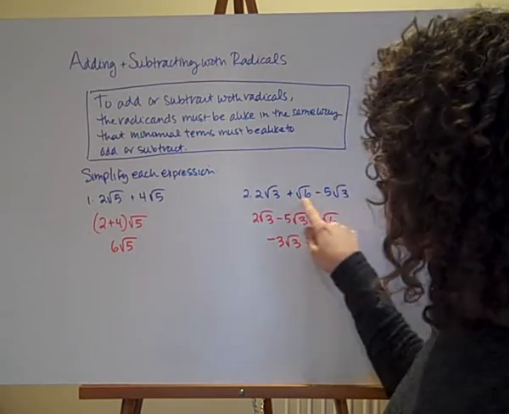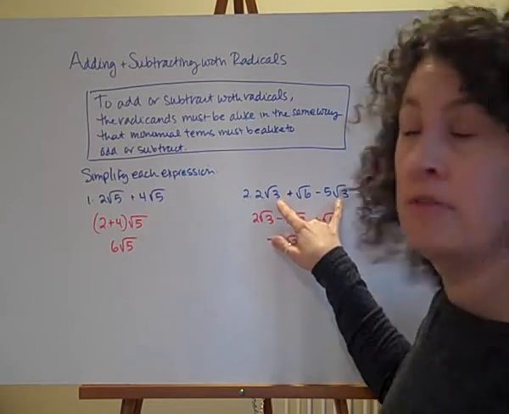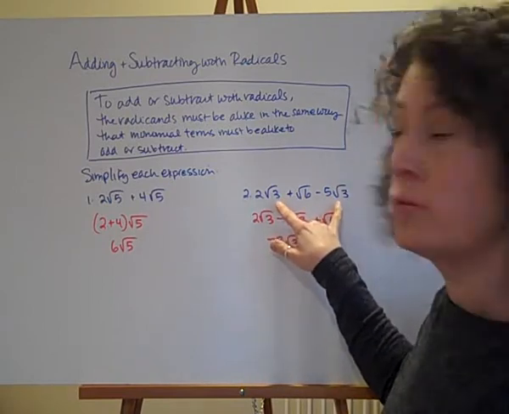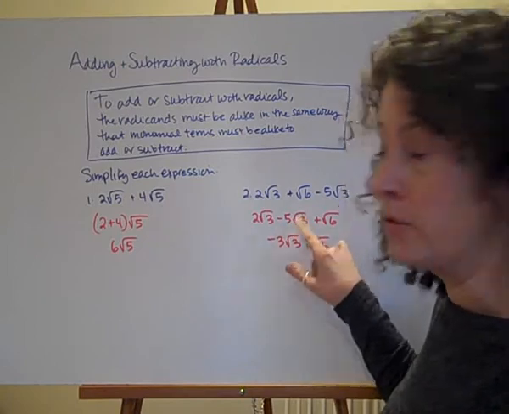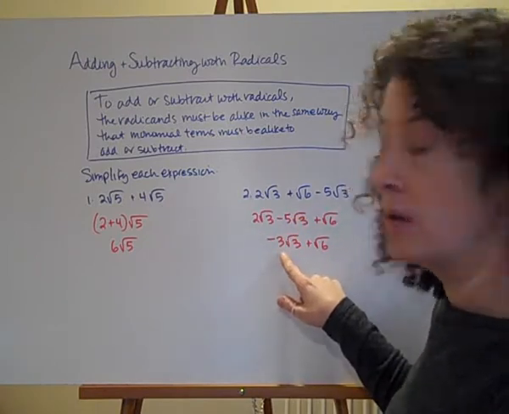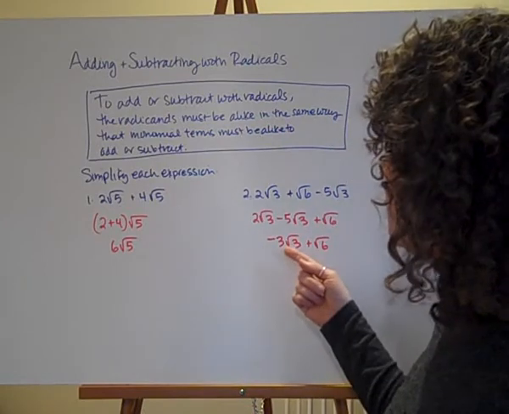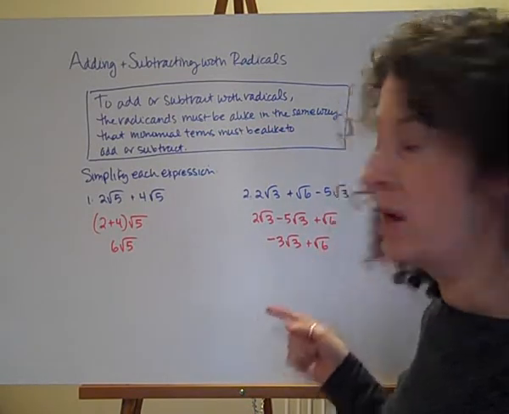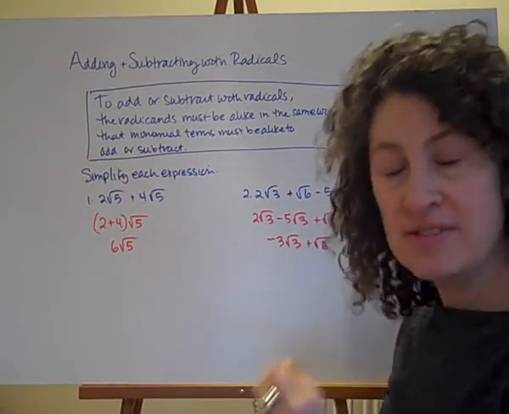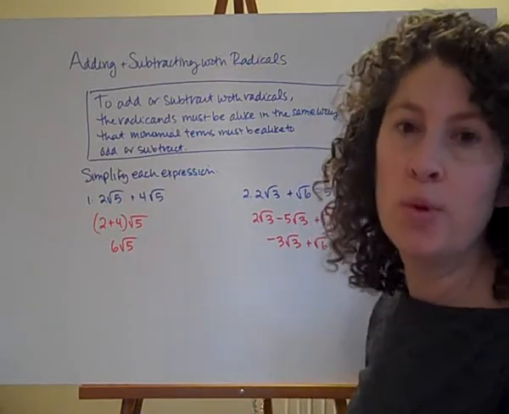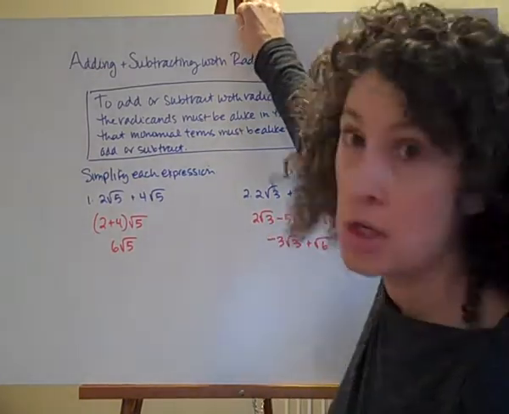Second one, I've got 2 radical 3 plus radical 6 minus 5 radical 3. I want to make sure I can't simplify these in any other way, and I can't. I'll notice that I have 2 like terms here. These are both radical 3s. So I can do 2 minus 5 with the radical 3 there. That gives me negative 3 radical 3. And then the radical 6 is pretty much on its own. So I have negative 3 radical 3 plus radical 6. I'm done. So they work very similarly to how we work with our variable expressions when we're adding and subtracting with like terms.